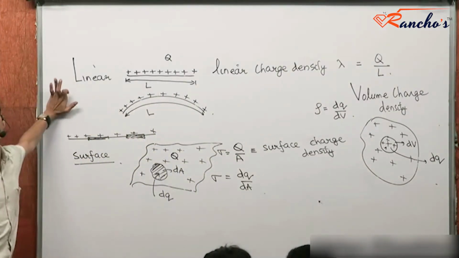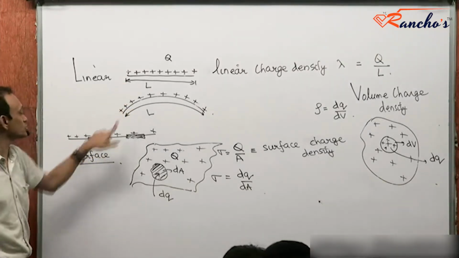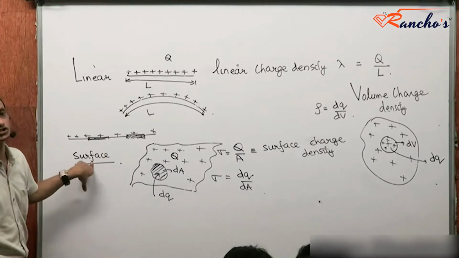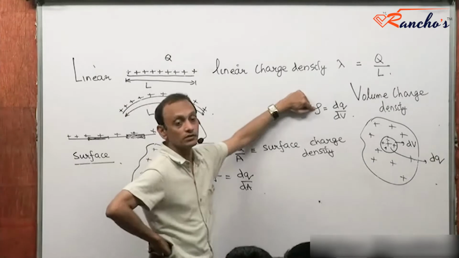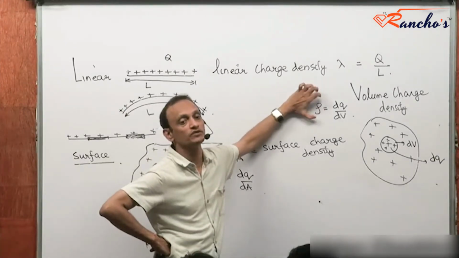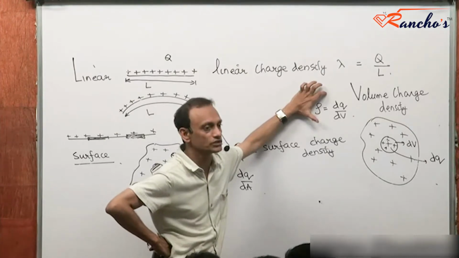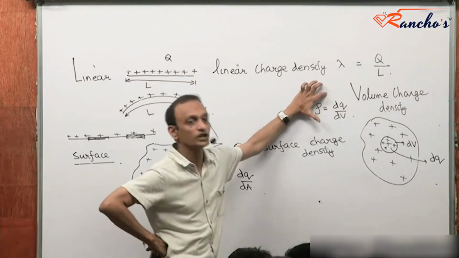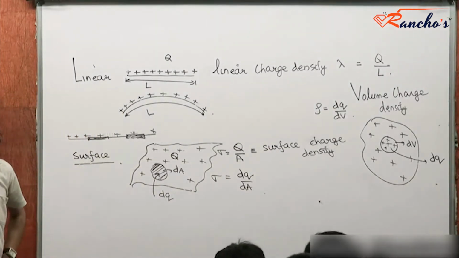So essentially there are 3 kinds of continuous distribution. There could be a linear continuous distribution. There could be a surface distribution where we talk of surface charge density sigma, and there could be a volume distribution of charge where we talk of volume charge density rho, charge per unit volume. It may or may not be uniform. Yes or no?